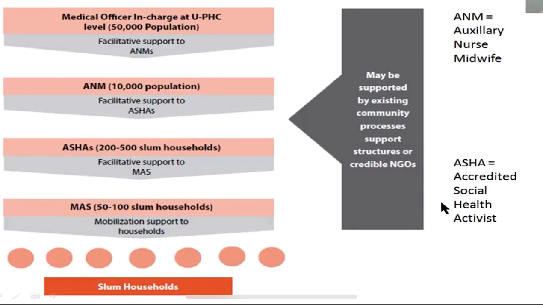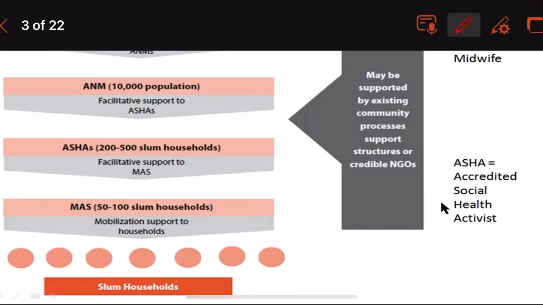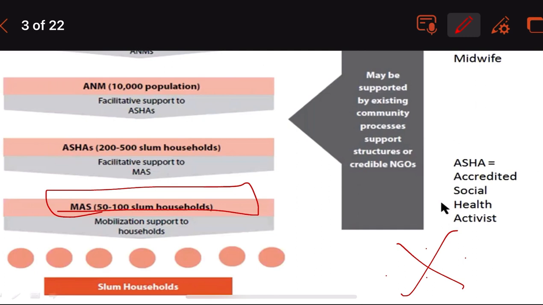So let us see the hierarchy and the order of each level. How much is the coverage? To begin with, the Mahila Arogya Samiti covers about 50 to 100 slum households. It provides mobilization support to the households. This is something very important we have to know. The Mahila Arogya Samiti, which we will discuss in detail in the upcoming slides. Remember, it covers about 50 to 100 households.